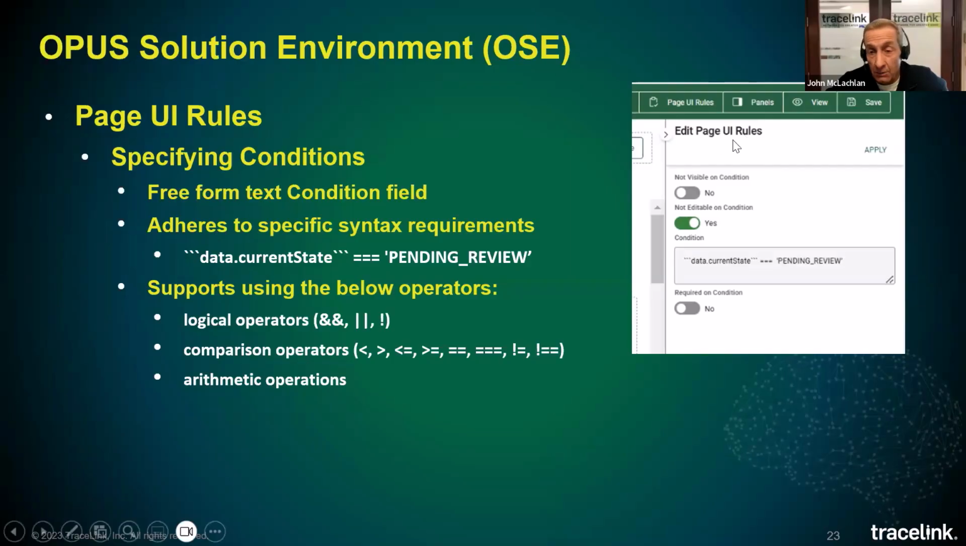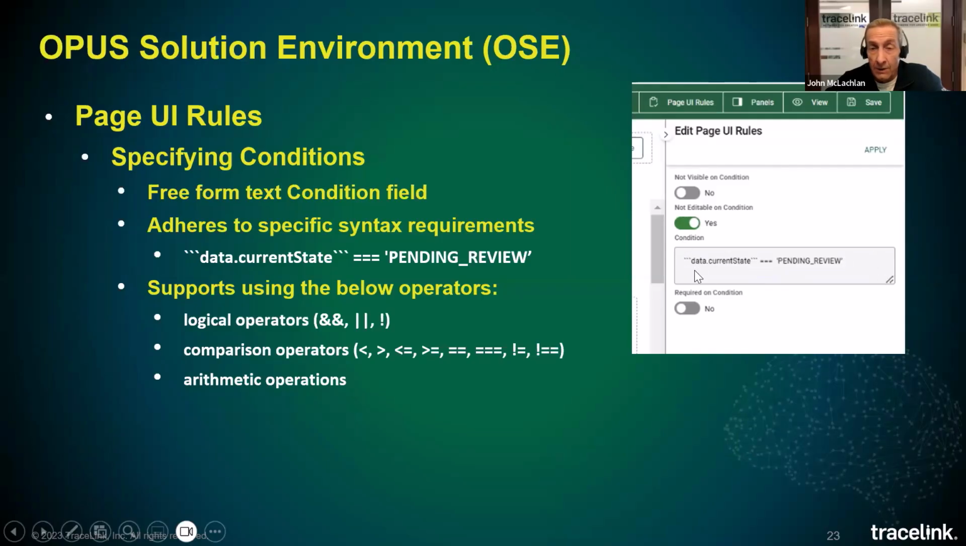How does this translate to the OSE UI? We'll show you in live mode, but there's a toolbar button that activates page UI rules, and then we get a push panel over here. This is a snapshot of the push panel, and there are different conditions: not visible condition, not editable, required, and so on. By default, those will be set to no, so there'll be no conditional logic defined. If we want to, like in this case, define conditional logic for fields not being editable, we toggle this to yes, and then we get this condition box.